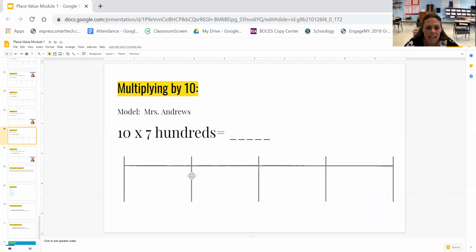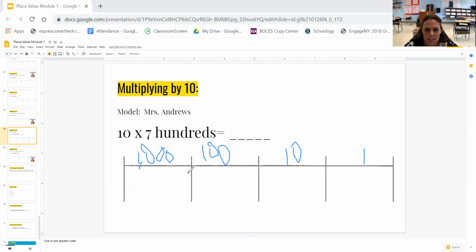All right, so my next one is 7 hundredths times 10, or 10 times 700. So I'm going to go to the hundredths place. Don't forget to fill in your place value chart. Ones, tens, hundreds. Next is my thousands.